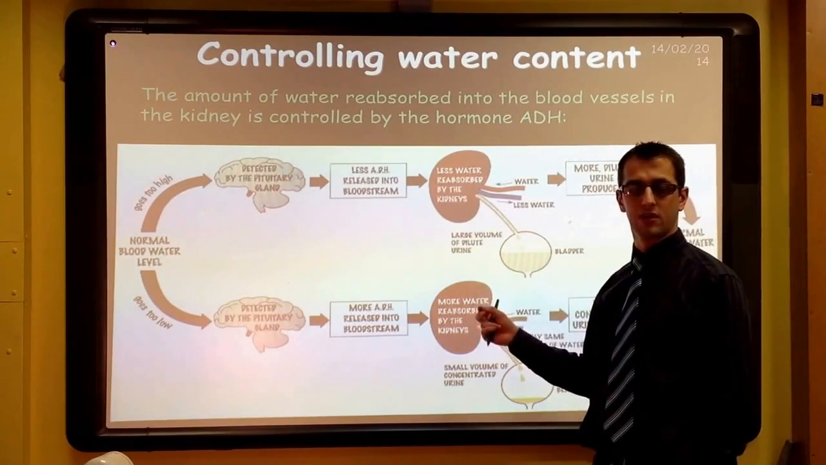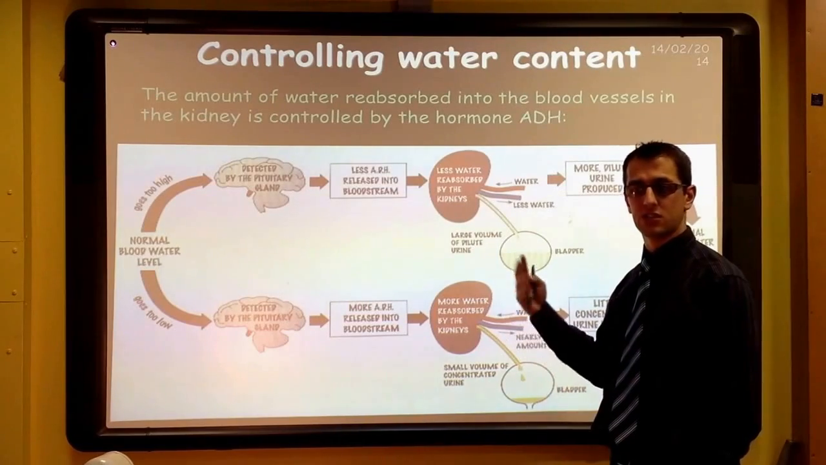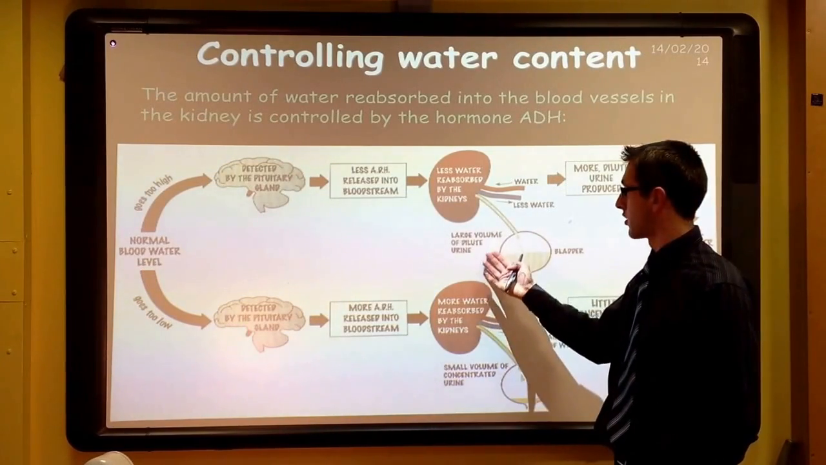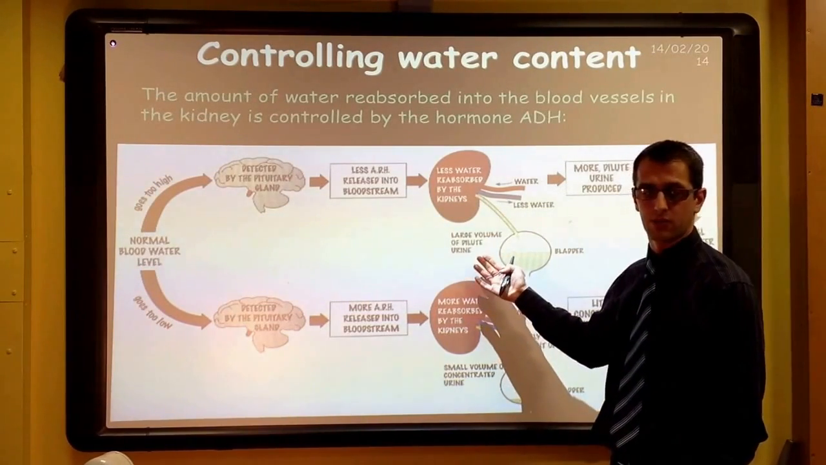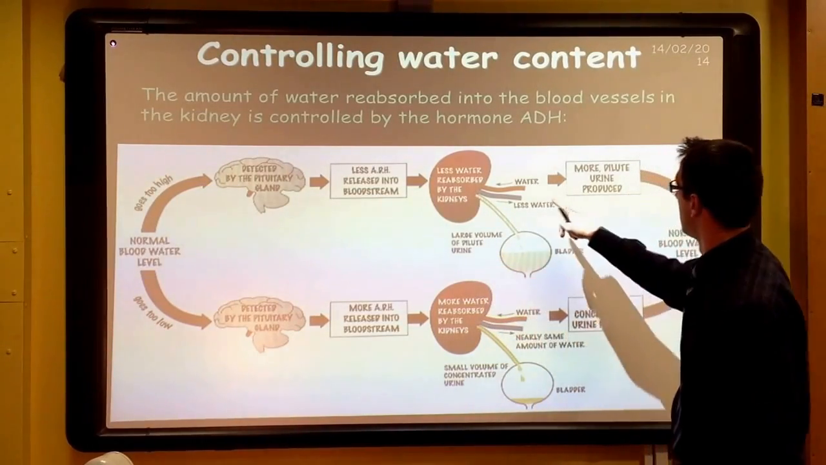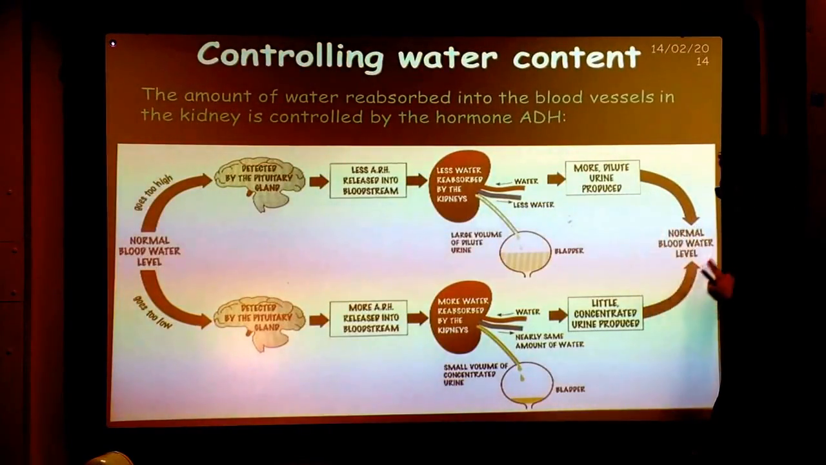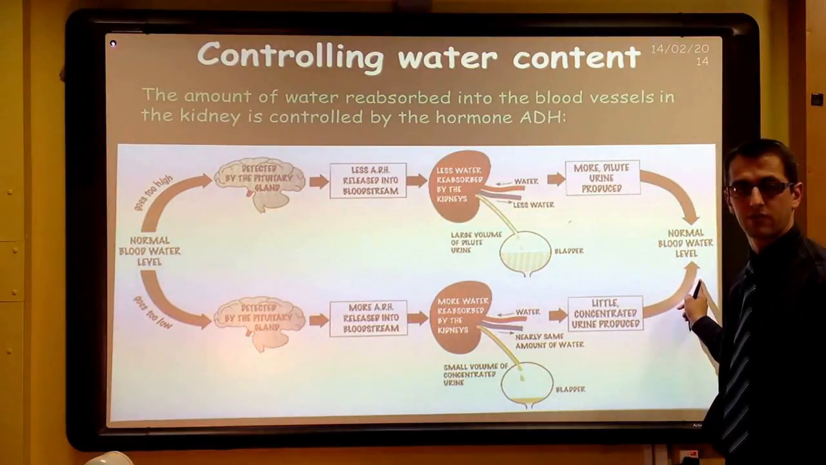So the urea that has been removed by the kidneys as a waste product is diluted a lot more in a larger volume of water. That's why the urine ends up being dilute and clearer in colour. Therefore, the urine is excreted in large volumes. The end result is that normal water levels are resumed.